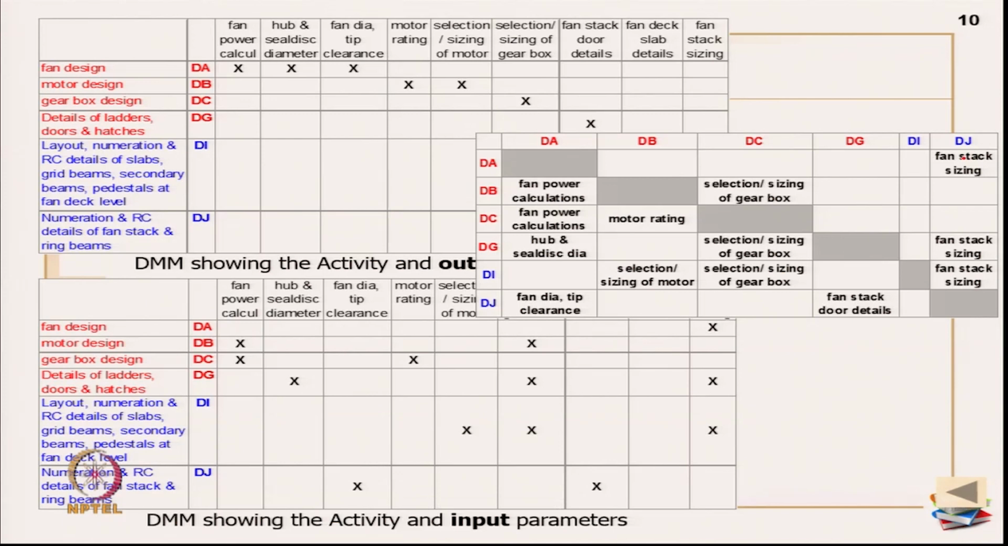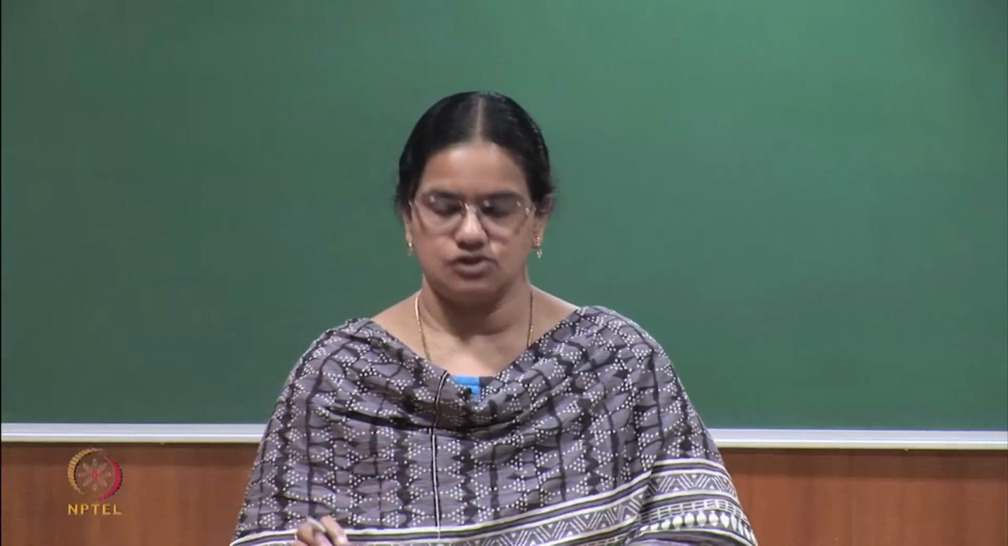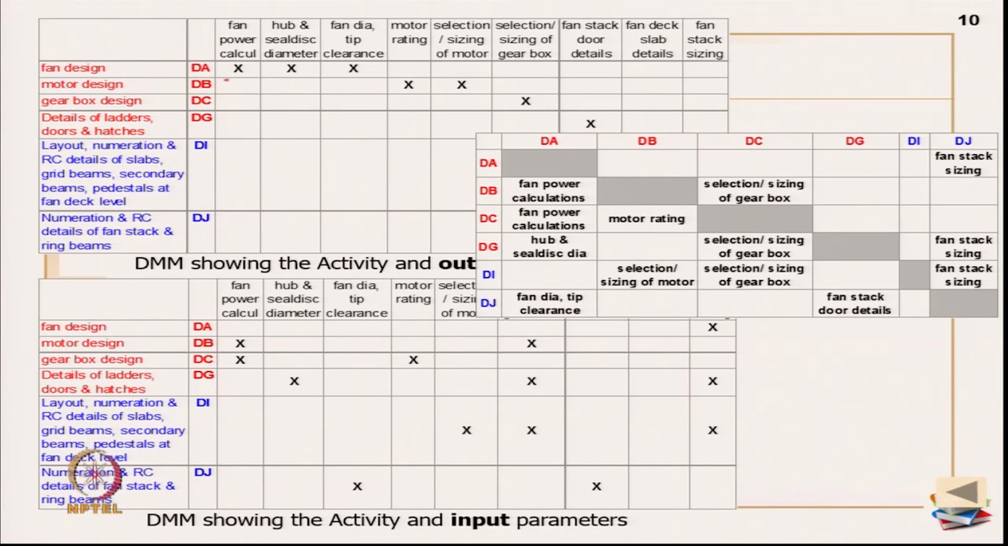As I told you, for beginners it is better that you write what the X is really representing, till you go for validation and check the whole flow. Once the whole flow is really defined, then you can cut off all the values and replace them with X marks, which is very easy to do. For example, DA is releasing fan power calculations, which is required for motor design and gearbox design. So, what I have written here is DA to DB, what is the X actually there? It is fan power calculations.